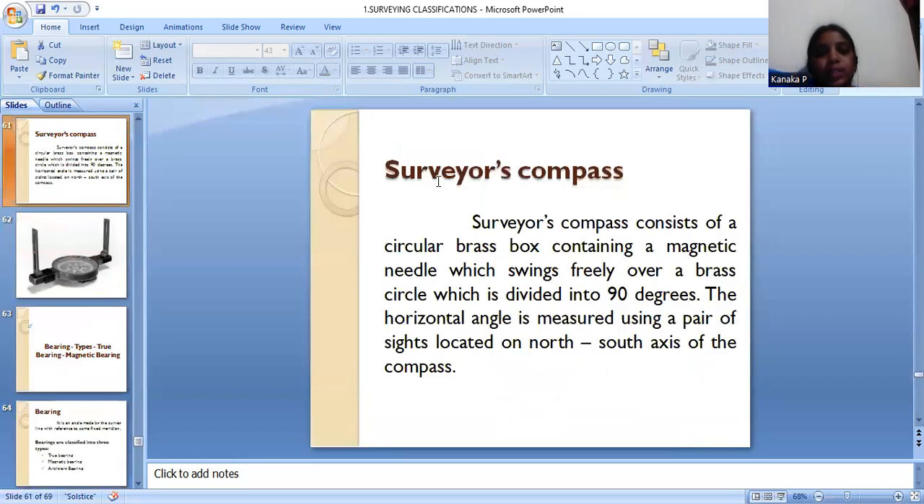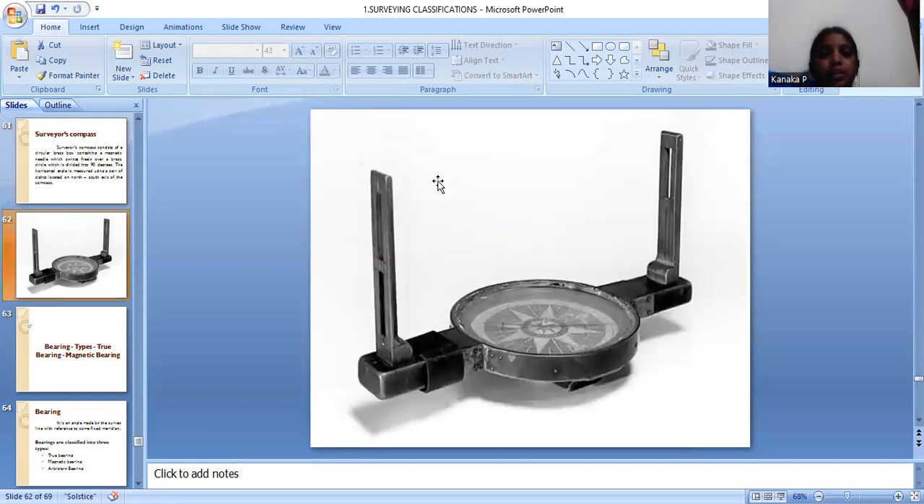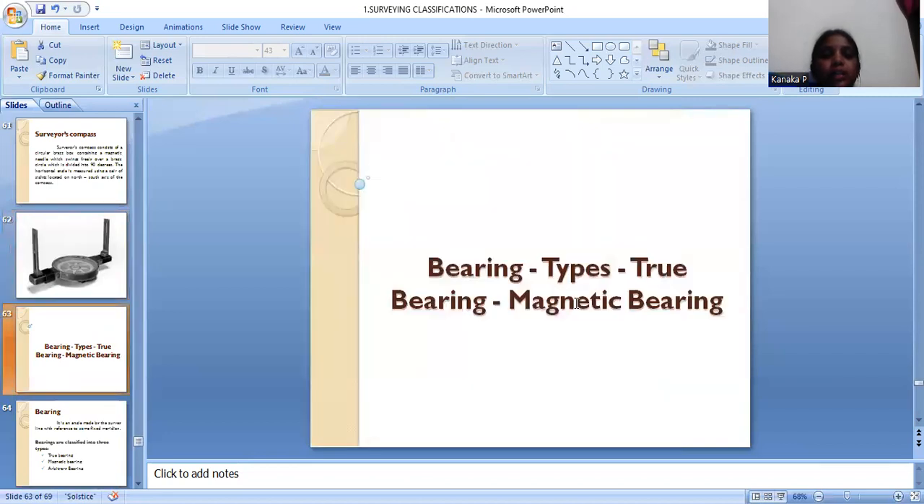So surveyor compass. Surveyor compass is divided into 90 degrees. The horizontal angle is measured using a pair of sights located on the north to south axis of the compass. So this is divided into 90 degree, 90 degree. This is a direction of clockwise and anti-clockwise. So any direction can be measured using the compass. And then next topic is bearing and types.